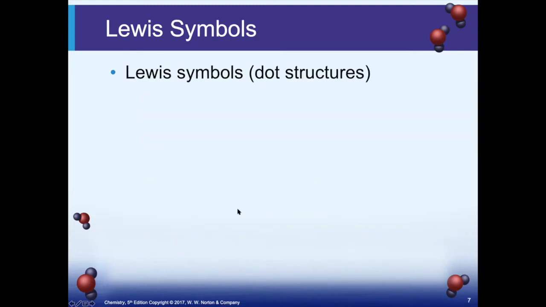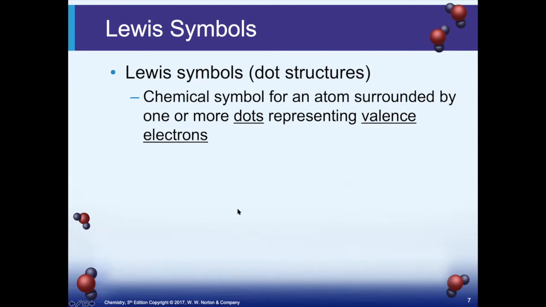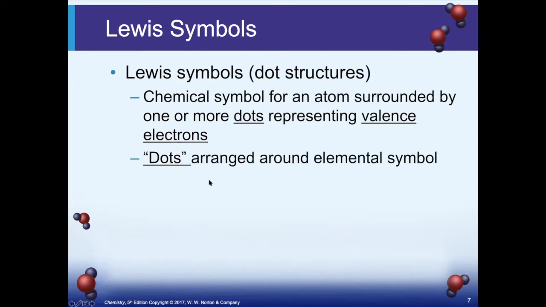Okay, so the first thing we want to do with regard to Lewis structures is learn how to do Lewis symbols, or sometimes they're called Lewis dot structures, right? And we want to first of all apply those to given elements. So first of all, you just write the symbol for the element, and then you're going to put dots around it that represent the valence electrons. And so the Lewis symbol is a chemical symbol for an atom surrounded by one or more dots that represent the valence electrons, okay? So those dots are just arranged around the elemental symbol. And it looks something like this.